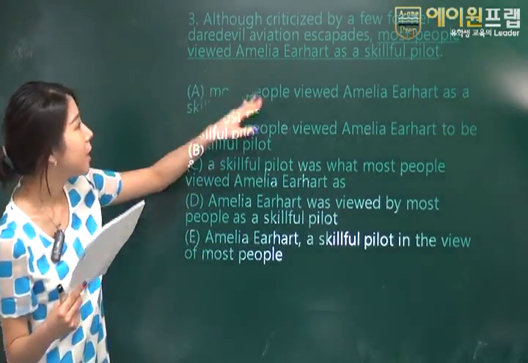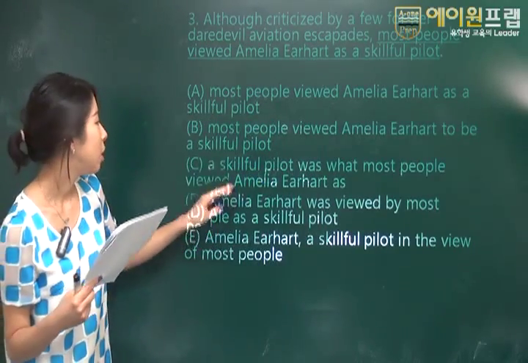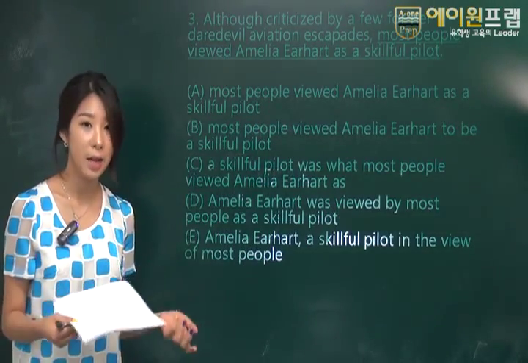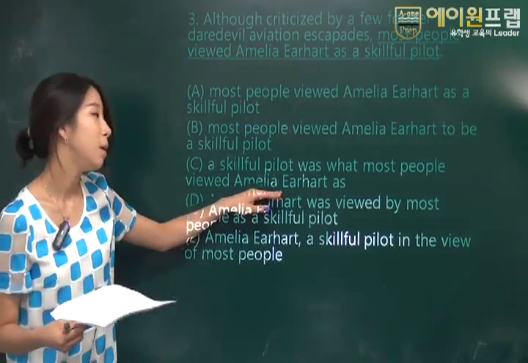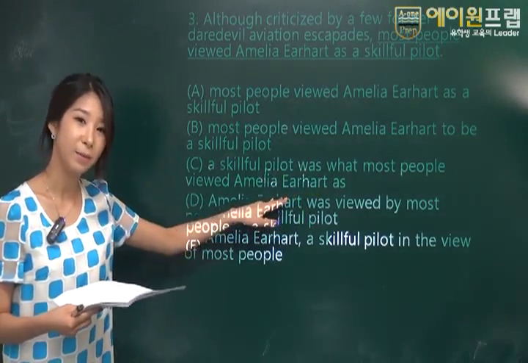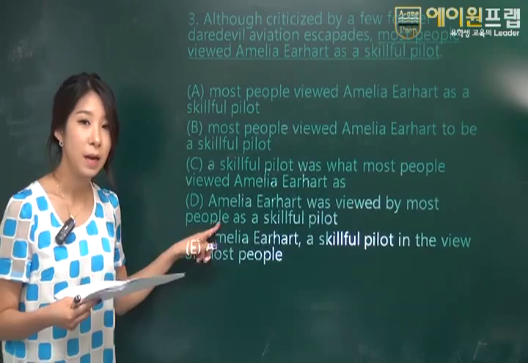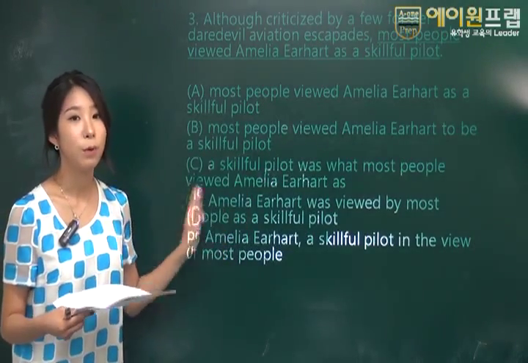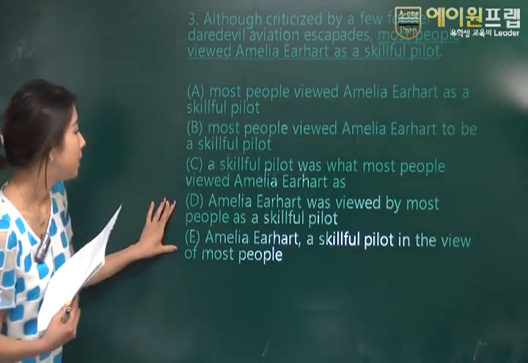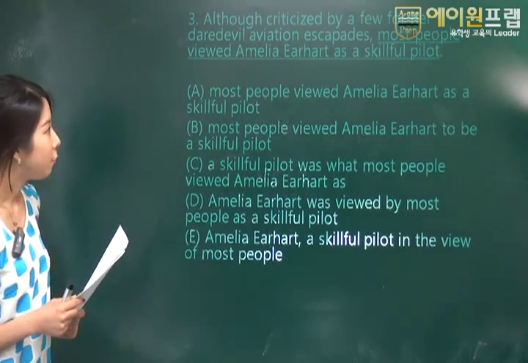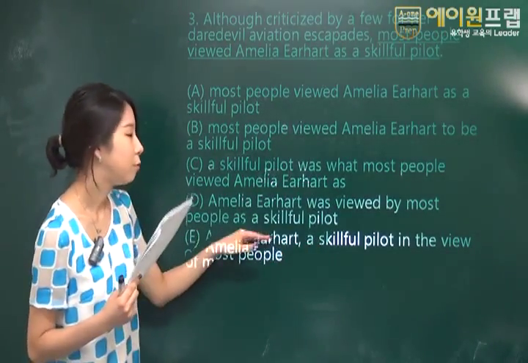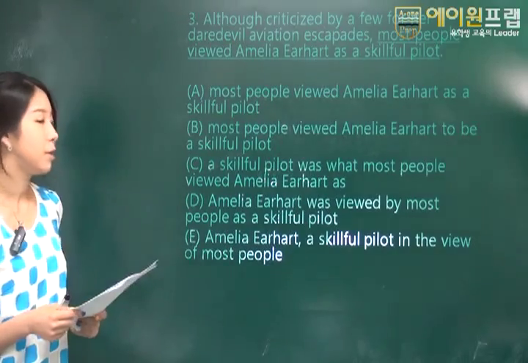So, although criticized by a few for her daredevil aviation escapades, a skillful pilot. So it can be any pilot. And we're looking for a specific subject, and we need the name, right? And we already know that it's Amelia Earhart. But in C, the name is placed later in the sentence, and it's bad, right? So we want Amelia Earhart to be right after the comma. So let's look at D and E. So although criticized by a few for her daredevil aviation escapades, Amelia Earhart was viewed by most people as a skillful pilot. That's a good sentence, right?